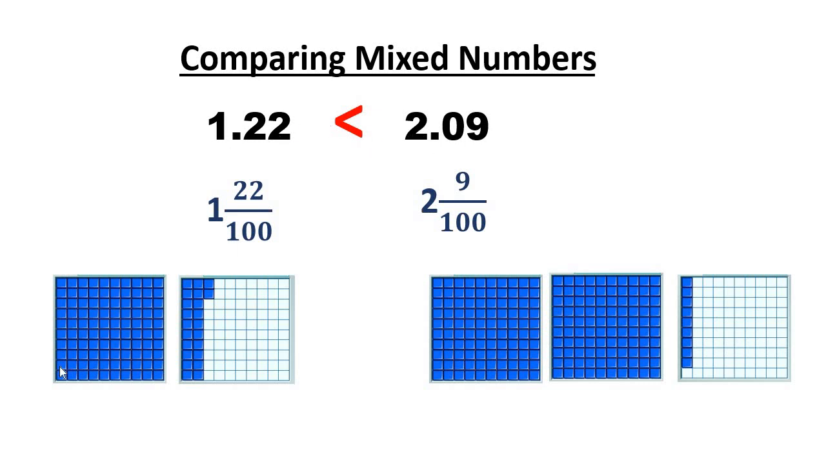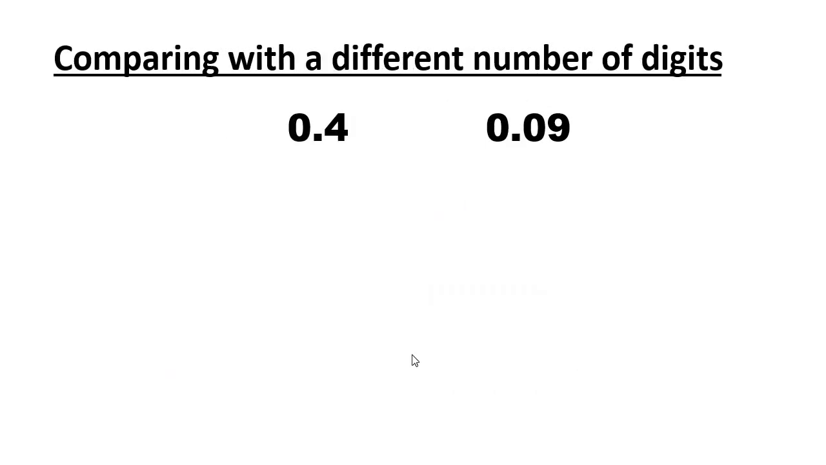Again, we're going to look at the whole number part first, and then it's only if those whole numbers would be the same that we'd have to look at the fraction part. It really doesn't matter that this is a bigger fraction because it doesn't have an extra whole pizza like this one. Now let's try some where we have a different number of digits.